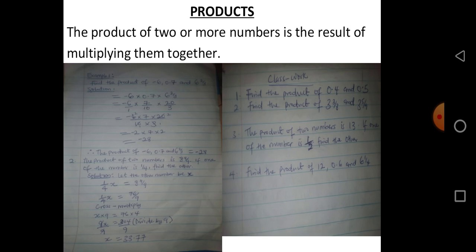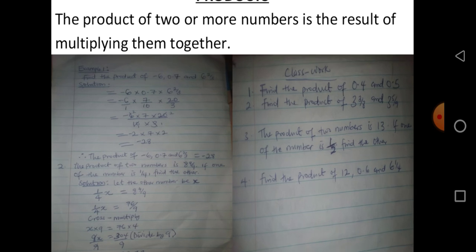Now, looking at the example that we have in the picture. We have example 1. And what is the question? The question says find the product of -6, 0.7, and 6 whole number 2/3. Now, how are we going to get the product? Remember that product is multiplication. So we are going to multiply all these numbers together. So we have -6 times 0.7 times 6 whole number 2/3.